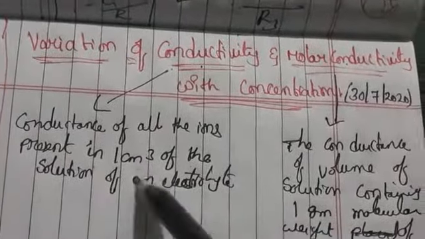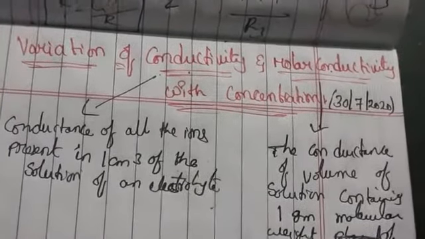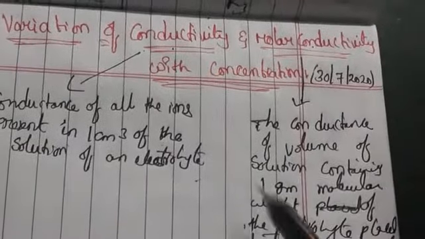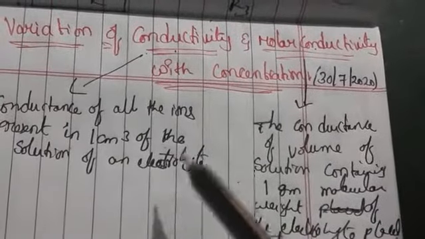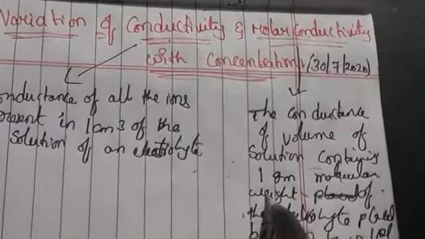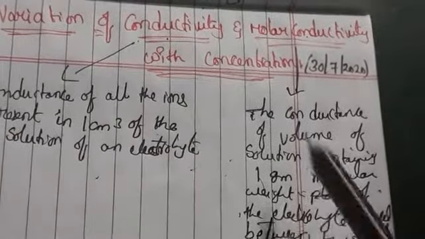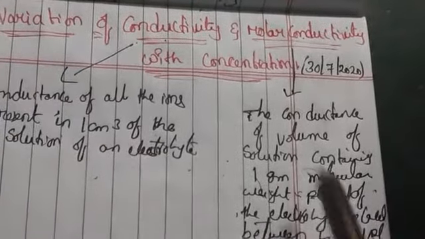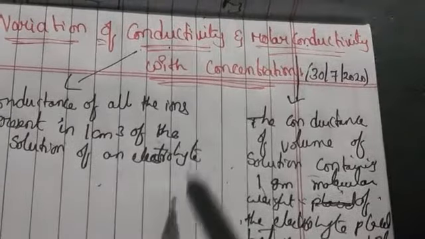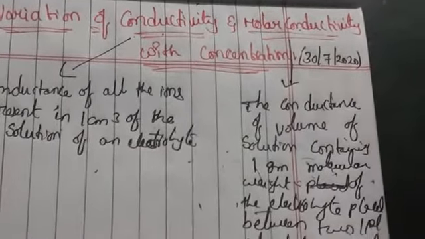Conductance of all the ions present in 1 centimeter cube of the solution of an electrolyte, we call it conductivity. Molar conductance means the conductance of all the ions present in a volume of the solution of an electrolyte. So now what is the difference? How these two vary with concentration, we are going to discuss in this topic.